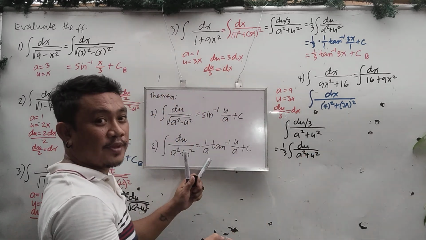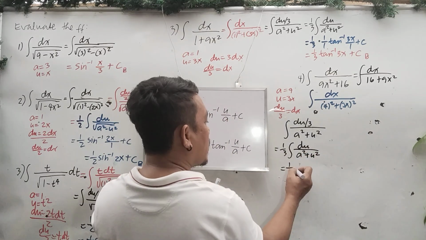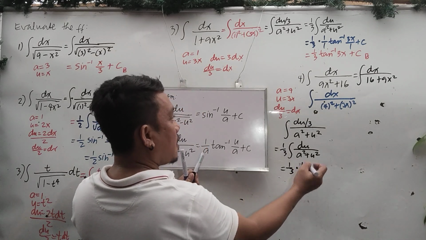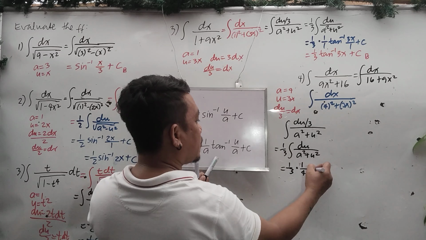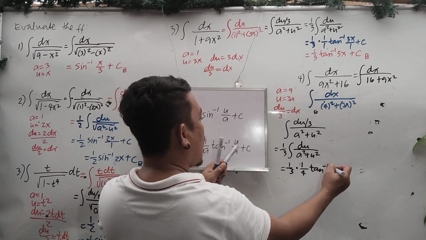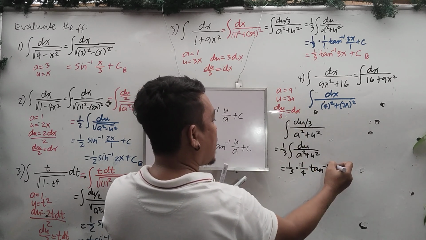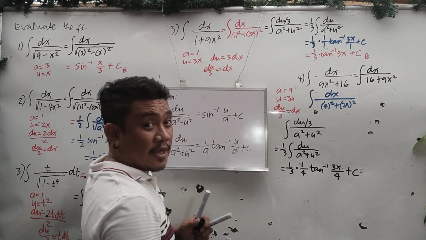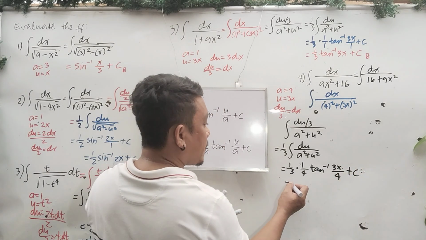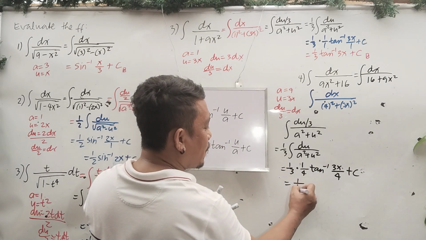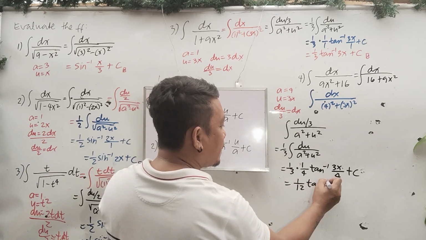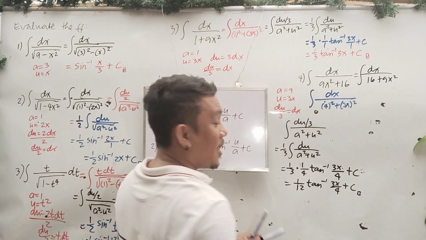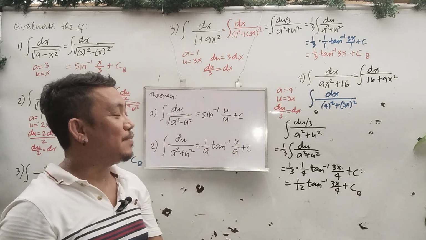So again, use this one, theorem 2. So we have 1/3 times 1. What is our a? Our a is 4. So tangent inverse, our u is 3x over a is 4, then plus c. Then, we need to finalize our answer. 1/3 times 1/4 is 1 over 12. So, 1 over 12 tangent inverse, 3x over 4 plus c. Okay, so that is the answer in number 4.